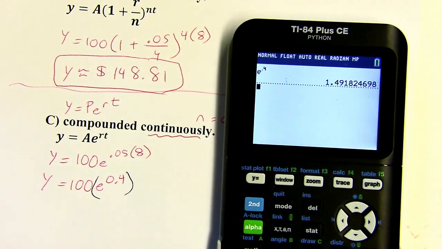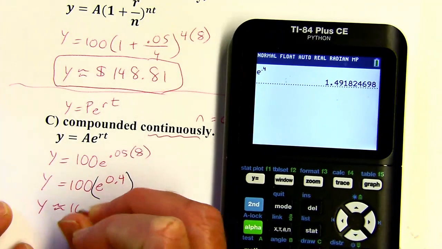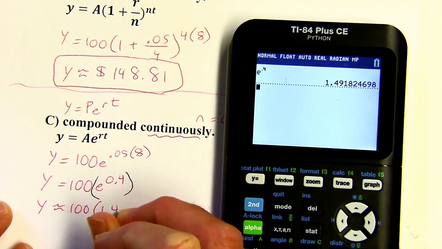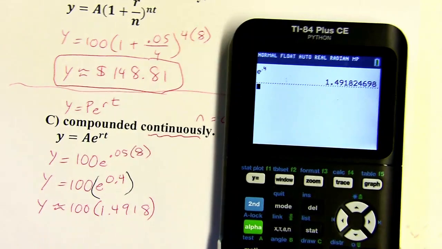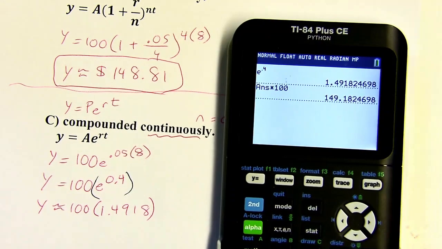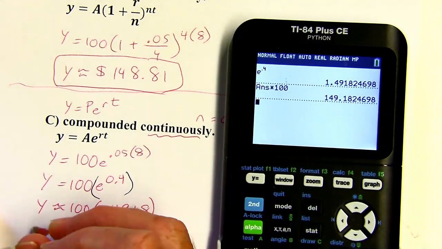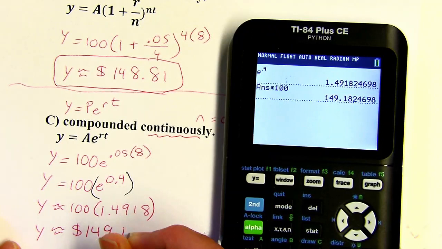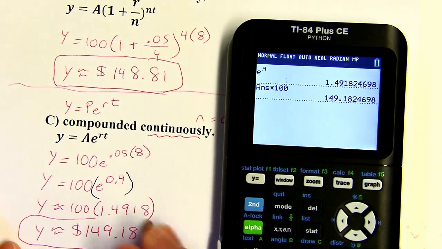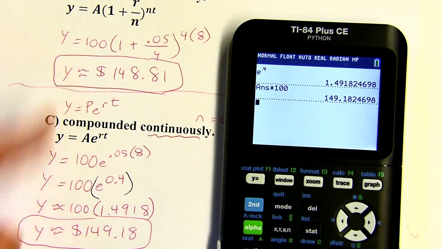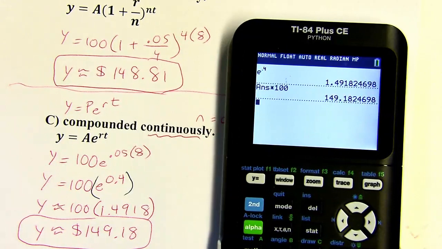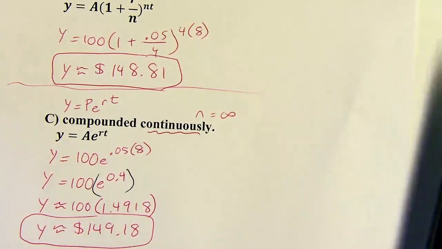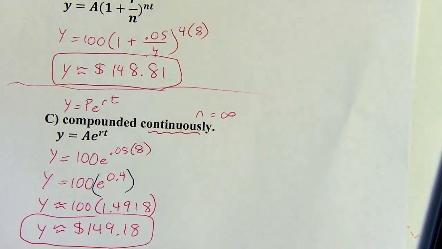Okay. So just to show my work a little bit here as I go. Okay, and then I'll multiply that by 100. And now I've got $149.18. Which, hey, that's better than the $148.81, but it's a little disappointing, right? You're not infinitely rich. But you do get more the more you compound. Okay.